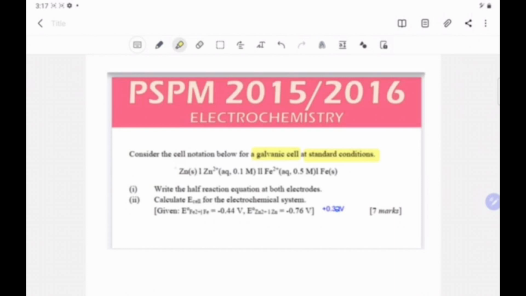So here it also gives the cell notation for the galvanic cell. This cell notation is what is going to help us answer all the questions. Alright, without further ado, let's move on to the first part of the questions. It asks to write the half reaction equations at both electrodes.